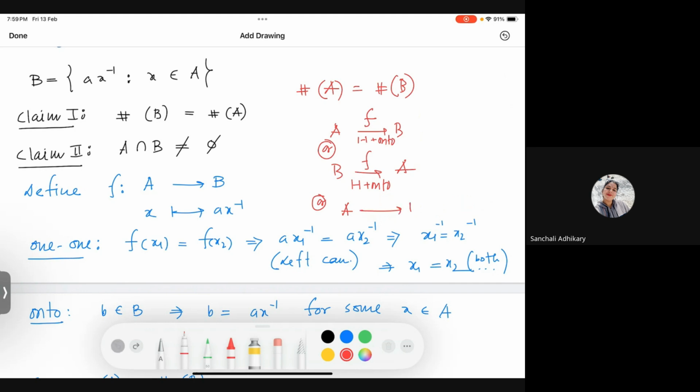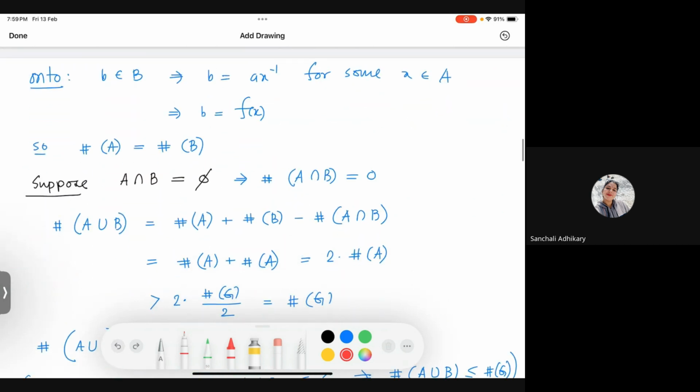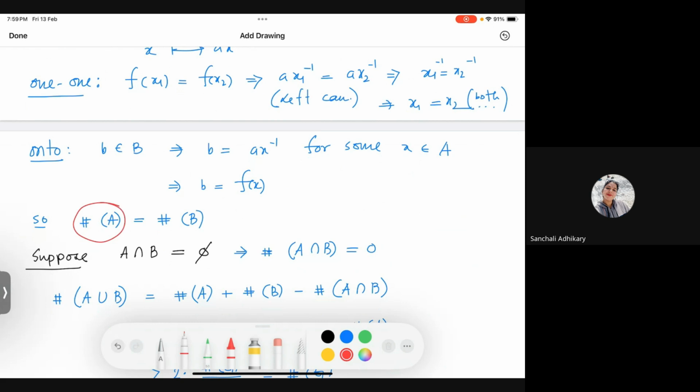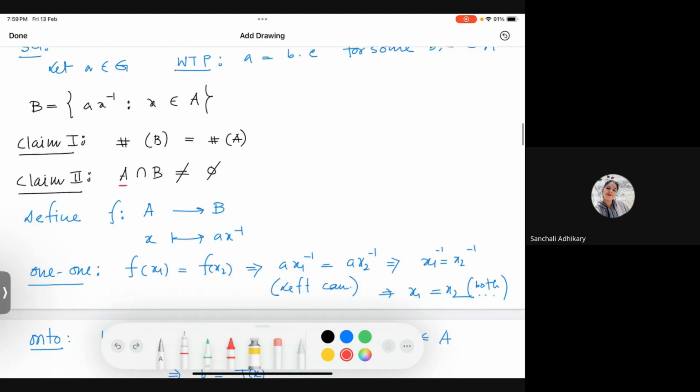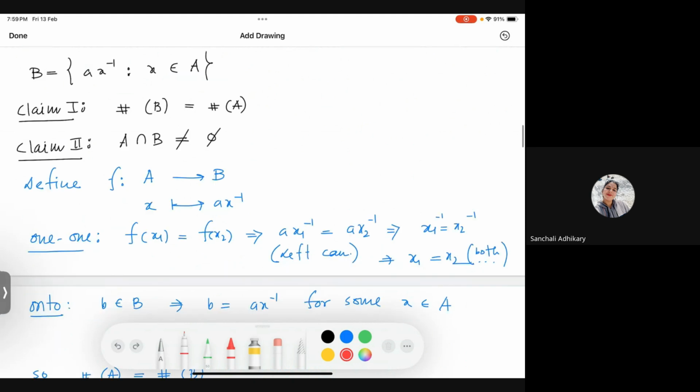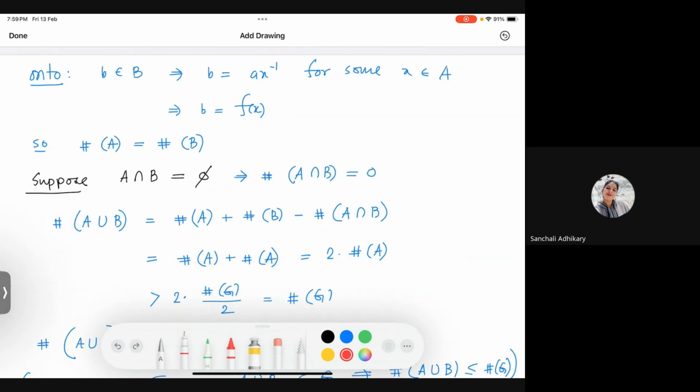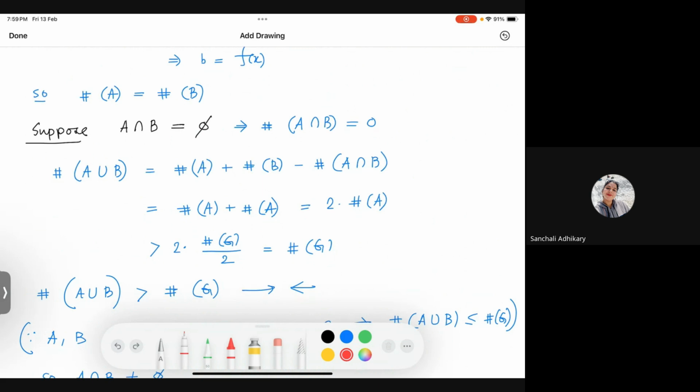There are some tools to show that the cardinality of two sets are equal. Now I have that the cardinality of A and the cardinality of B are the same. This is the first claim. Now the second claim is that the intersection is non-empty. Why? This proof is done by contradiction: if the intersection is empty, then the cardinality of this set is 0.